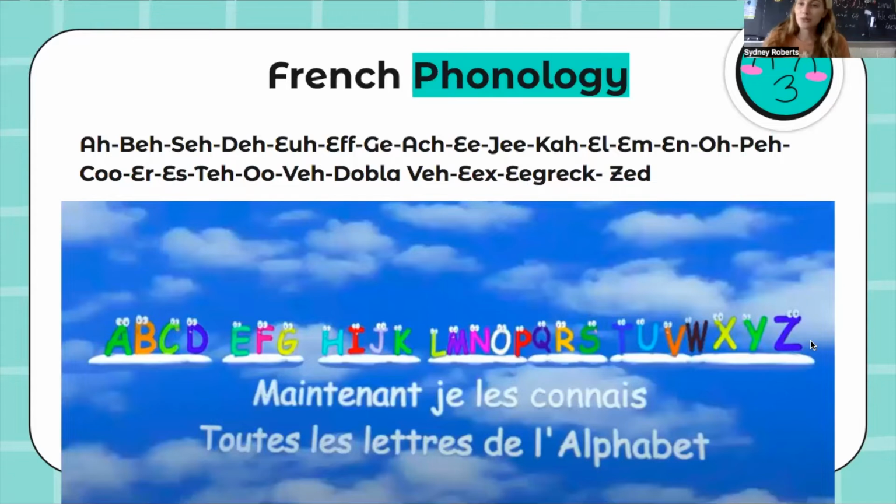So now we'll get into phonology. So this is the French alphabet. We've got A, B, C, D, E, F, G, H, I, J, K, L, M, N, O, P, Q, R, S, T, U, V, W, X, Y, Z.